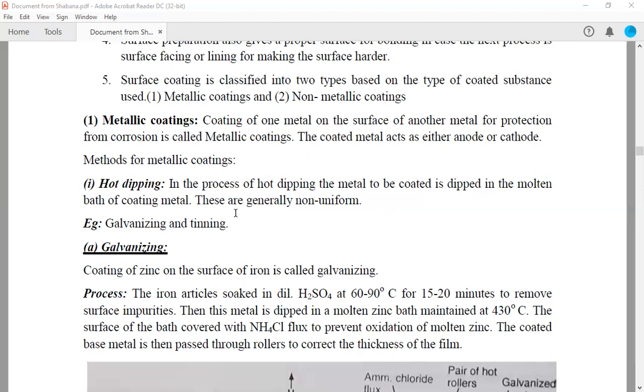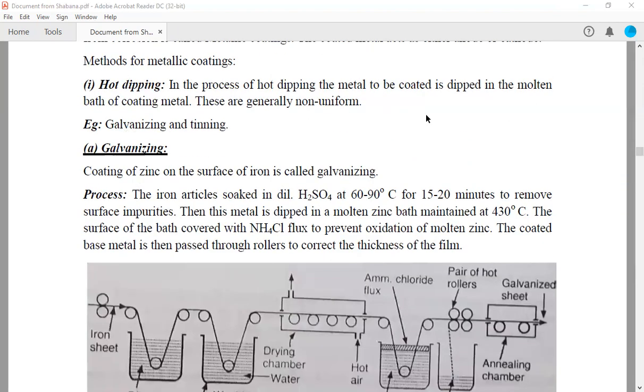The most widely used hot dipping methods are galvanizing and tinning. This galvanizing and tinning process will be explained in the next lecture.